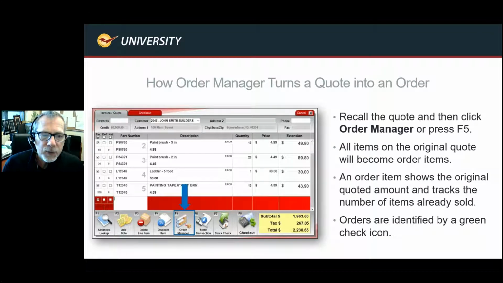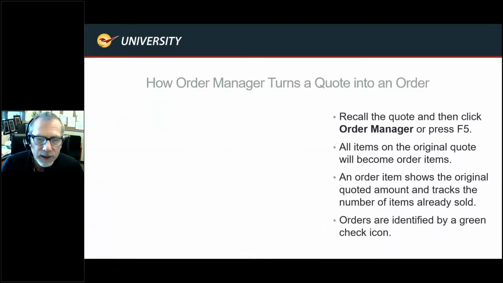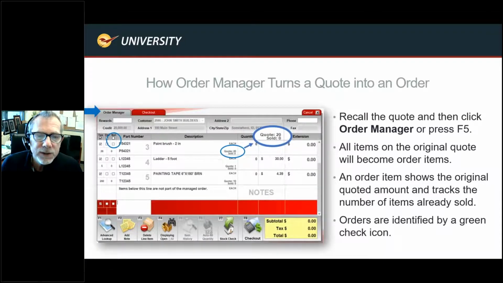So if you recall a quote and you hit the F5 button, it will change it to an order. And what does that do? Well, if you notice, another column appears under each item, and it says what was quoted and what was sold. So quoted 20, sold 0, quoted 1, sold 0, quoted 10, sold 0. So there's nothing been sold here.